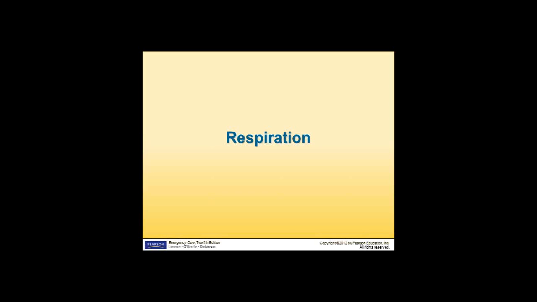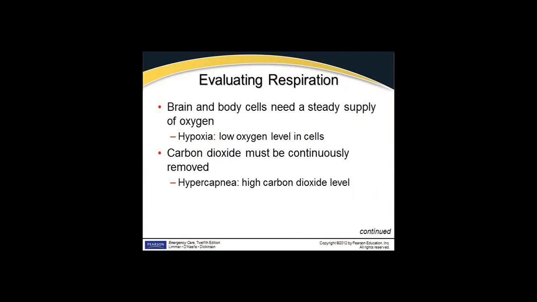Moving forward, respiration. So, evaluating respiration. The brain, the body, cells need a steady supply of oxygen. We have a couple of terms that we use with this. Hypoxia. Hypoxia is a low oxygen level in the cells. You may also hear the term hypoxemia. That is actually low oxygenation of the red blood cells. Okay, so hypoxia is in general, hypoxemia is very specific to the blood.